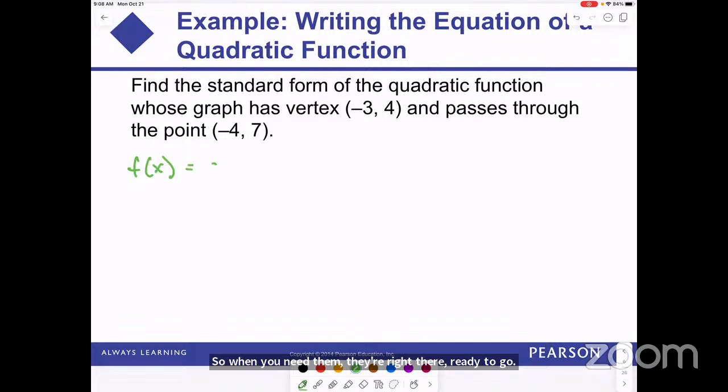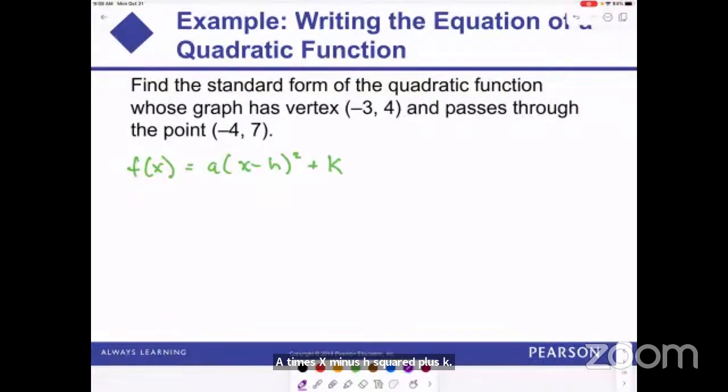a times x minus h squared plus k. Okay. So they say the vertex is -3, 4. So this is our h, this is our k. And passing through the point -4, -7. So this is our x and this is our y. Let's plug in the information that we're given.